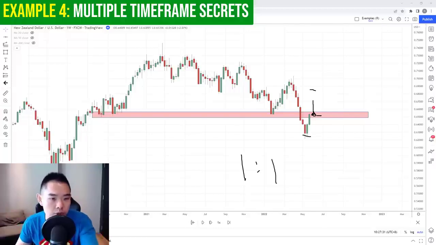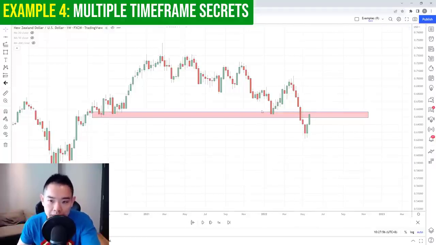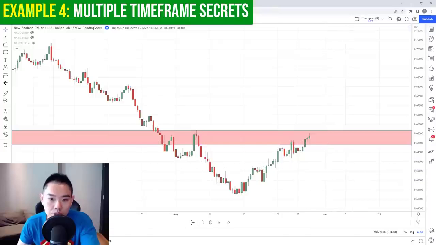Here's the magic. What you want to do is go down to a lower time frame, like the 8-hour time frame. Now at the 8-hour time frame, this is what you're seeing. You can see that this market is approaching this area of resistance over here. What you're looking for is possibly a bearish price rejection to help you time your entry. So let's see what happens next.